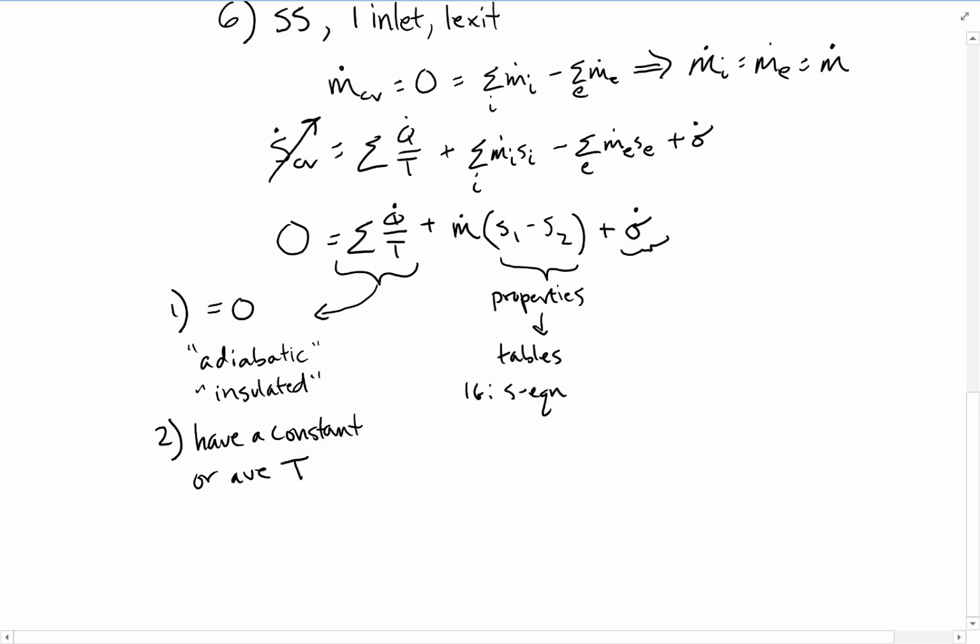The sigma dot term, like the Q dot term, also only has two options. Option 1 is that it equals 0, and the key word there is if I tell you it's reversible. Because reversible means no irreversibilities. No irreversibilities means no entropy generation, so that term would have to be 0. Option 2 is that it's what you're solving for. There is no other way to calculate what sigma is other than by this equation right here.